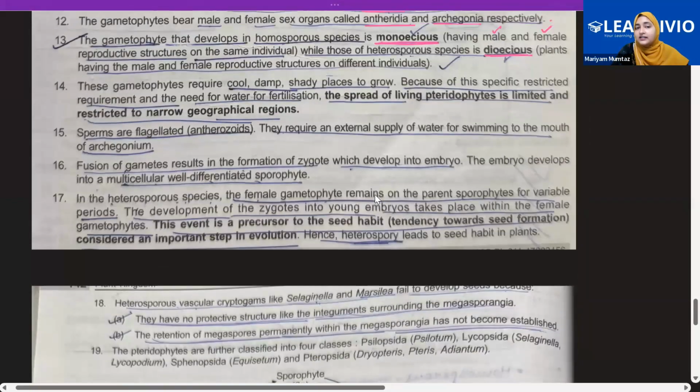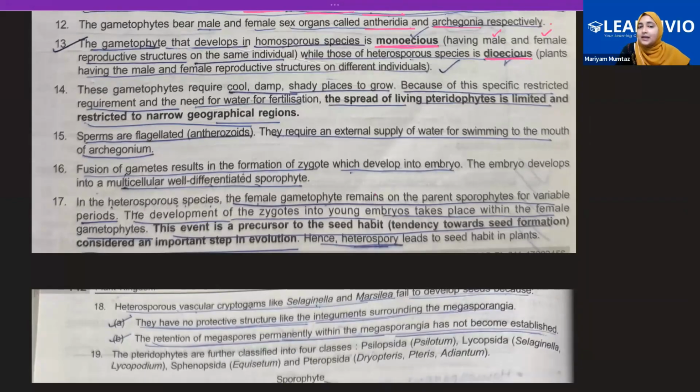Now, the gametophyte requires a cool, damp, shady place to grow. Because of this very reason, the pteridophytes are not found everywhere. They are restricted to a narrow geographical range. Why? Because they need cool, damp, and shady places to live and thrive nicely. That is why you don't find them in every geographical location.